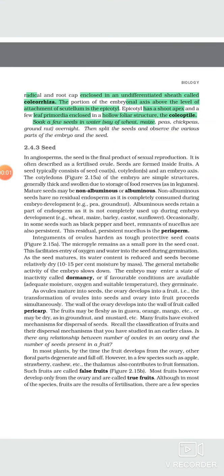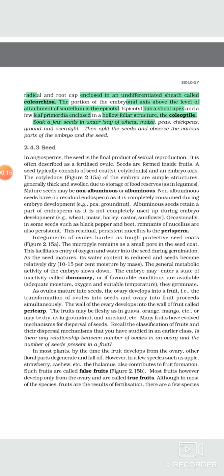Friends, today in this module we are going to start with the topic seed. The seed topic is a part of the post-fertilization events and it occurs after the double fertilization and the embryo development. So let's begin. Now we are talking about the angiosperms.